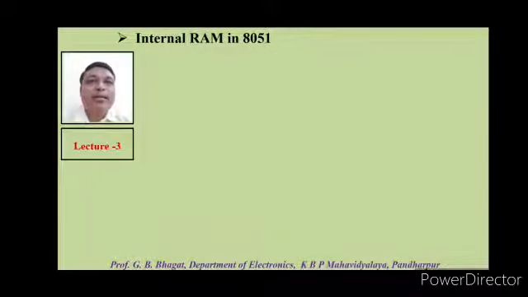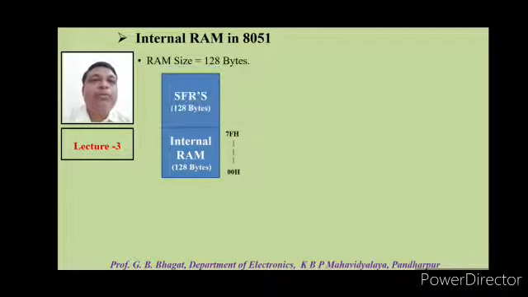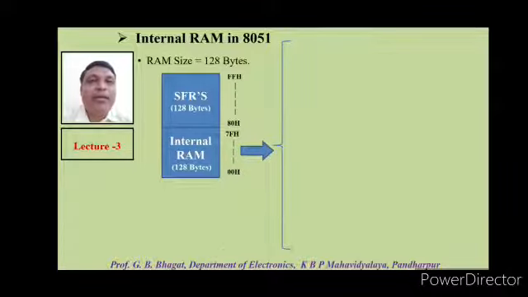The next, let us see about internal RAM in 8051. The size of internal RAM is 128 bytes. This 128 bytes is the total internal RAM of 8051 which can be addressed from 00H to 7FH. Then above 7F, that is from address 80 to FF, there are 128 bytes which are used as SFRs. Let us see the structure of internal RAM.